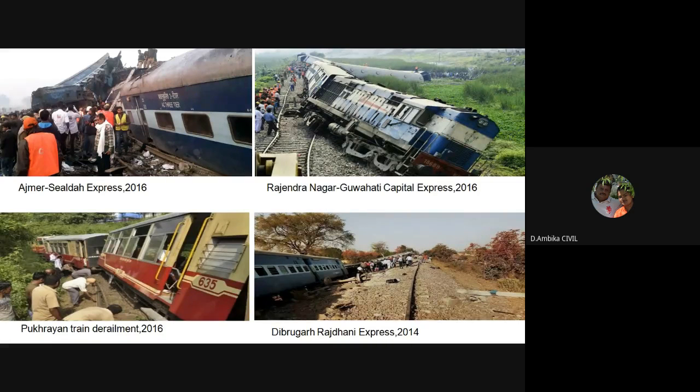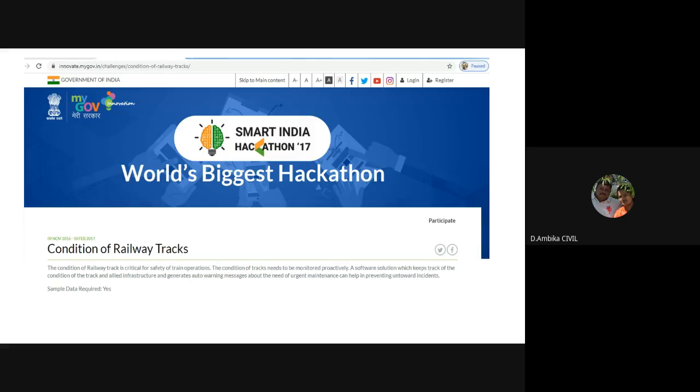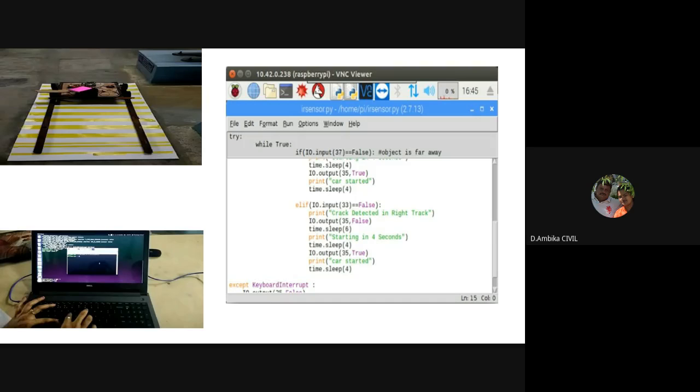All these accidents, as you all see, are because of derailment. Derailment is nothing but the result of improper alignment of the tracks. So we applied for the world's biggest hackathon, Smart India Hackathon 2017, and we developed a sleeper with a sensor, a very simple sensor. By using Raspberry Pi, we generated the code, and with this wooden platform, we have set the sensor over here.